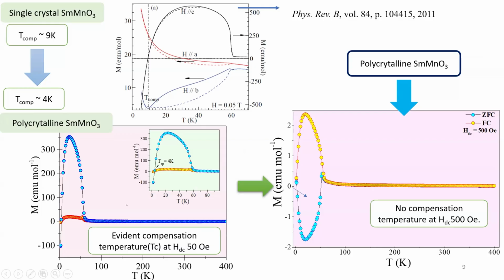On the other hand, when we vary the DC magnetic field, we see that at 500 Oersted there is no compensation.